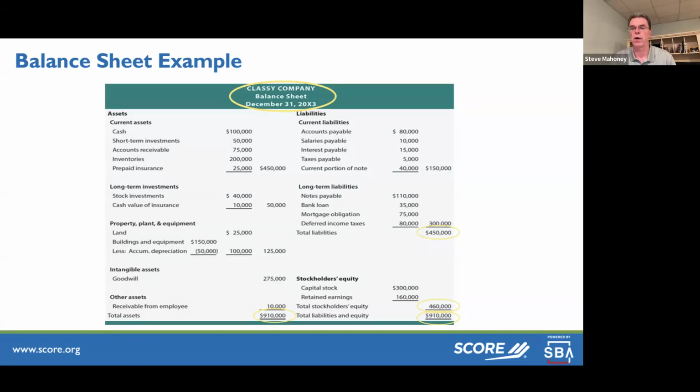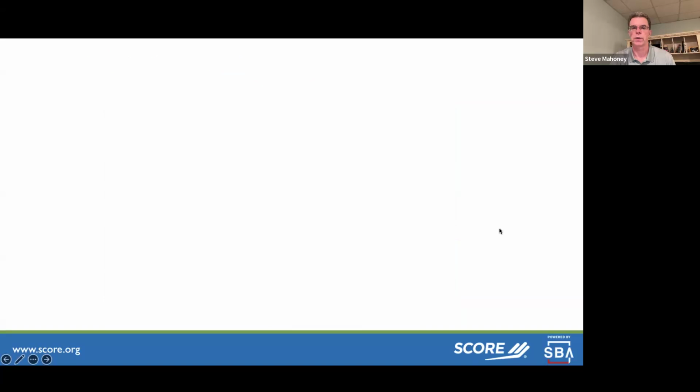But just to point out, in this business, you can see they've got $910,000 of assets, only 450 of liabilities, and 460 of equity. That's a good story for me. That tells me they've got positive equity, more than enough assets to cover their liabilities. They do have some intangible assets, goodwill from an acquisition, and they do have some longer-term assets, but those are a few positive steps in the right direction.